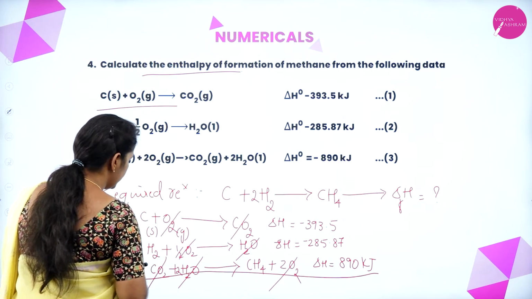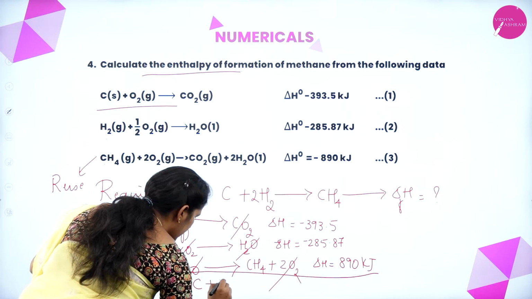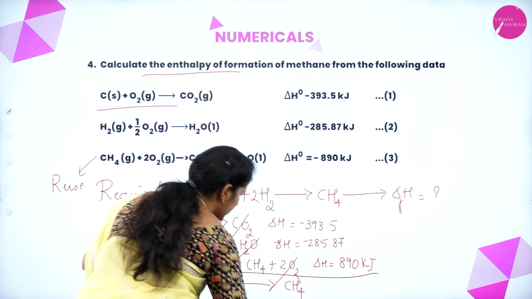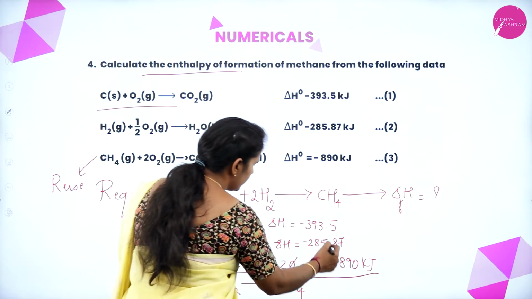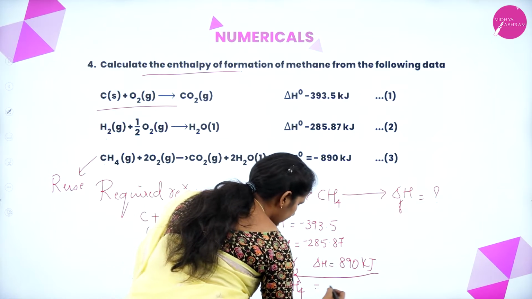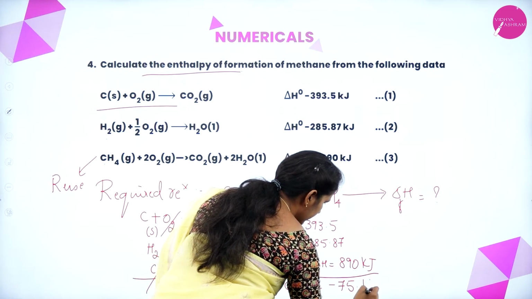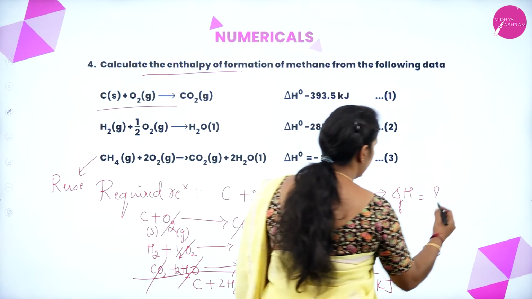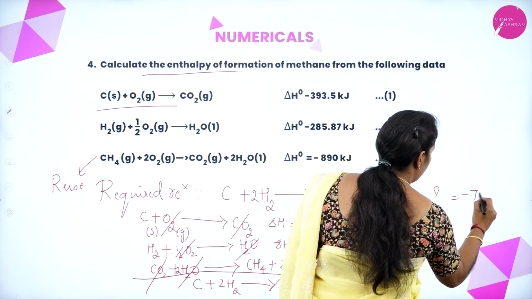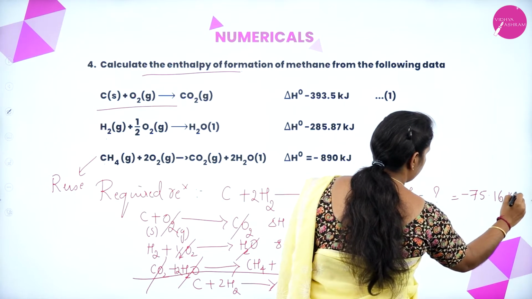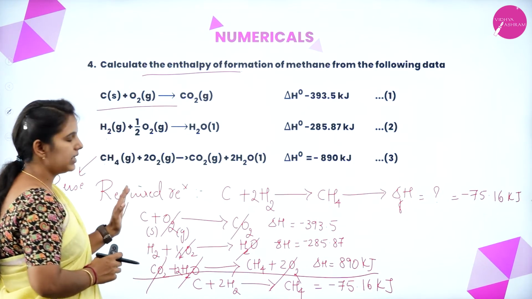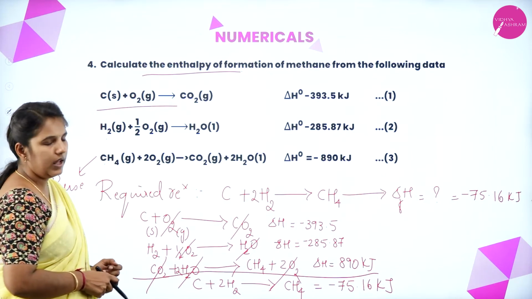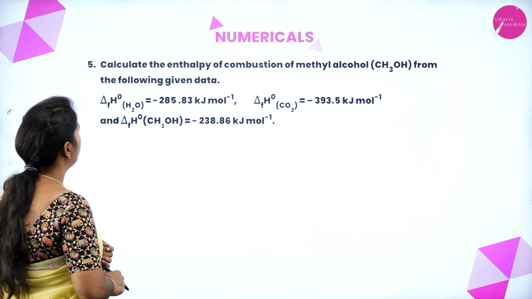What is the remaining equation you will get? You will get carbon plus 2 hydrogen giving rise to methane. And if you sum up all the enthalpy, minus 75.16 kilojoules. So this is the enthalpy of formation for the methane molecule. This is how we can easily calculate the enthalpy of formation of the given reaction by using Hess's law.